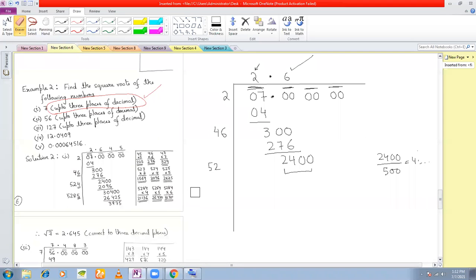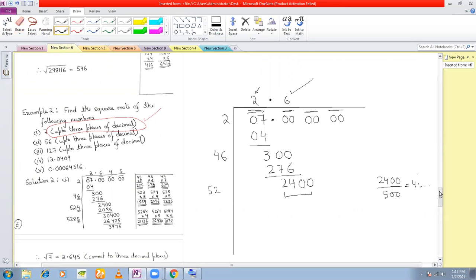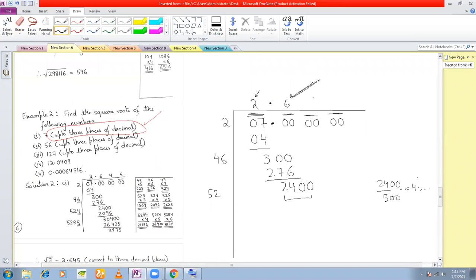Sir, you said that we have to double the number. So how did you get this 52? Double of 26 is how much? 52, sir. What number do we have here? 2.6. Ignore the decimal. What do we get? 26, isn't it? And what is the double of 26? 52. That's why.